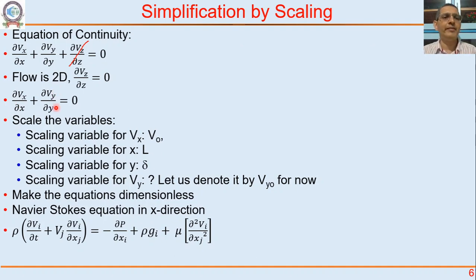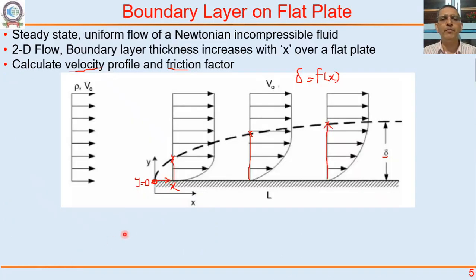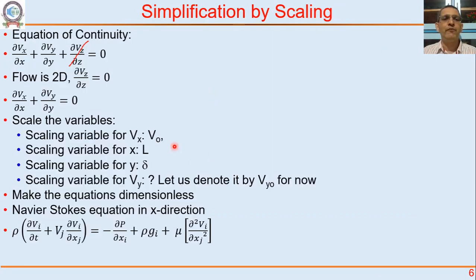Let's scale these variables, and the scaling variables that we want to use are like this. So for example, Vx we want to scale. What do we mean by that? We mean that Vx should vary from 0 to 1. Right now Vx is varying from 0 to V0, but I want it to vary from 0 to 1. How will I do that? If I divide by V0. So we call the scaling variable for Vx, V0. If I divide by this scaling variable, the dimensionless Vx will change from 0 to 1.